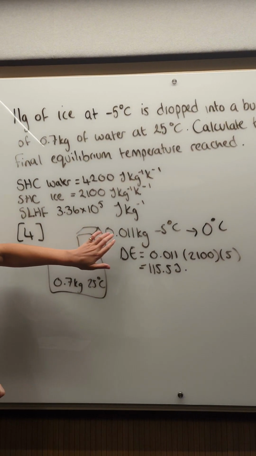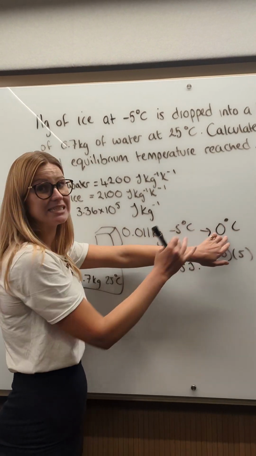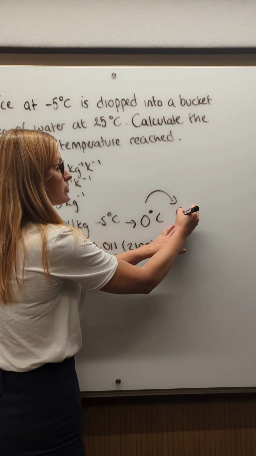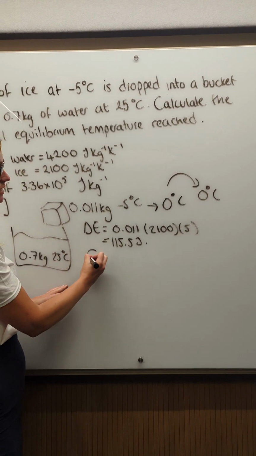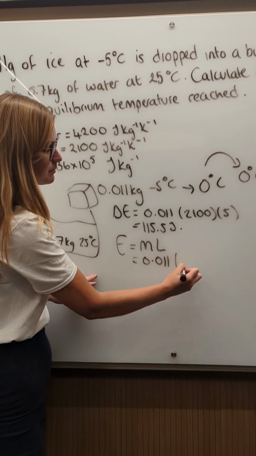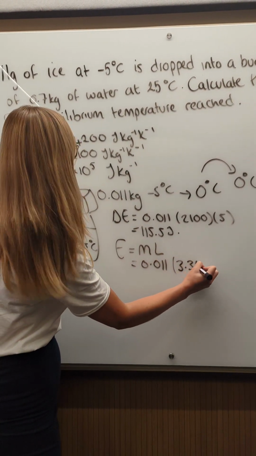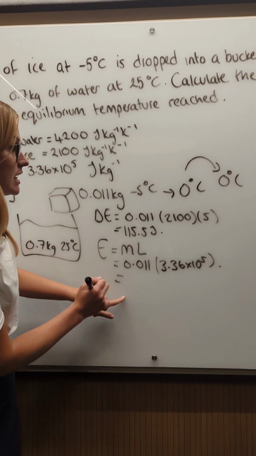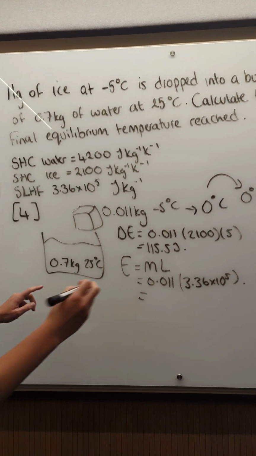Once my ice has increased in temperature to 0 degrees Celsius, I now have 11 grams of ice at 0 degrees Celsius. But that ice now has to change state, so it can be 0 degrees Celsius water. So now I've got to calculate the change in state, which is just M times L. My mass of ice times the specific latent heat of fusion of ice, which is 3.36 times 10 to the power 5. And when you do that math, you get a final answer of 3696.